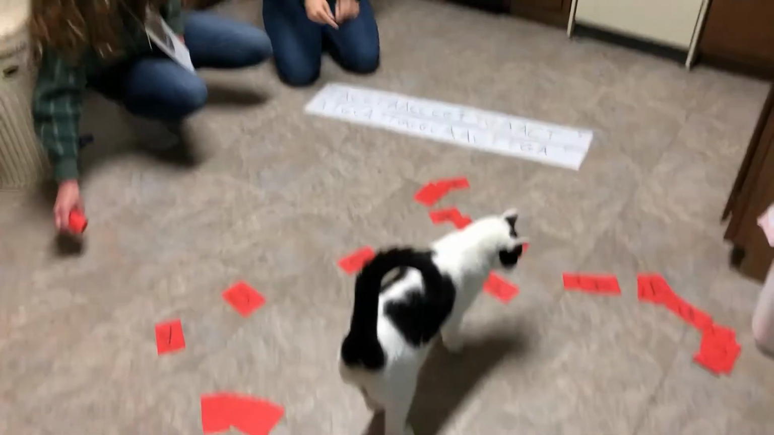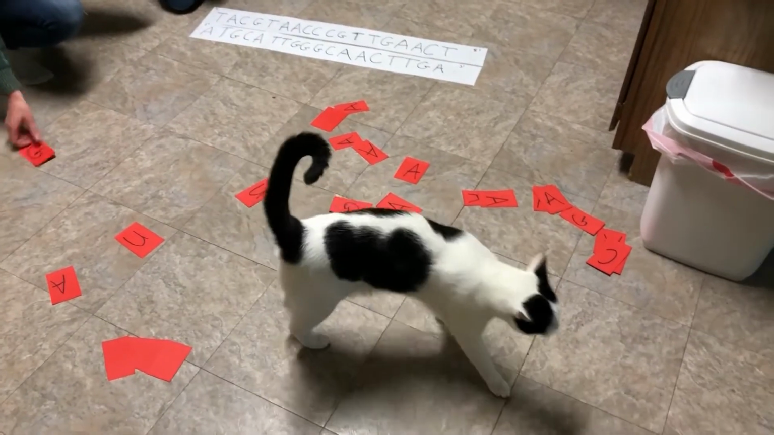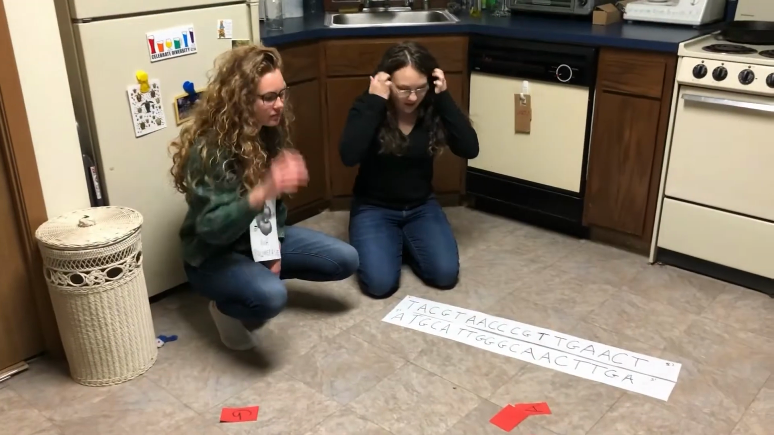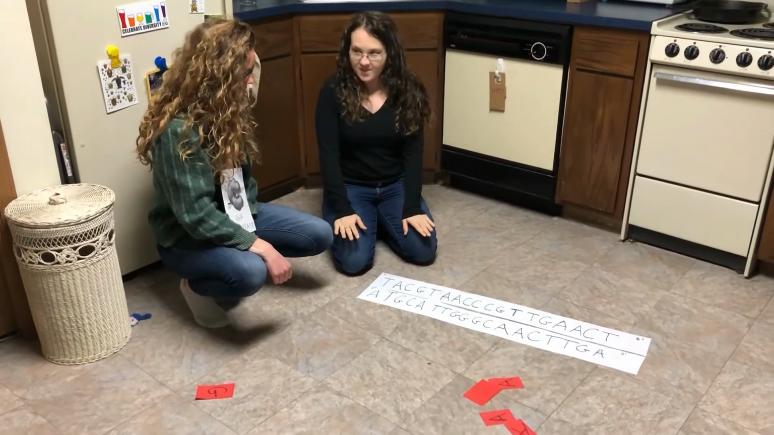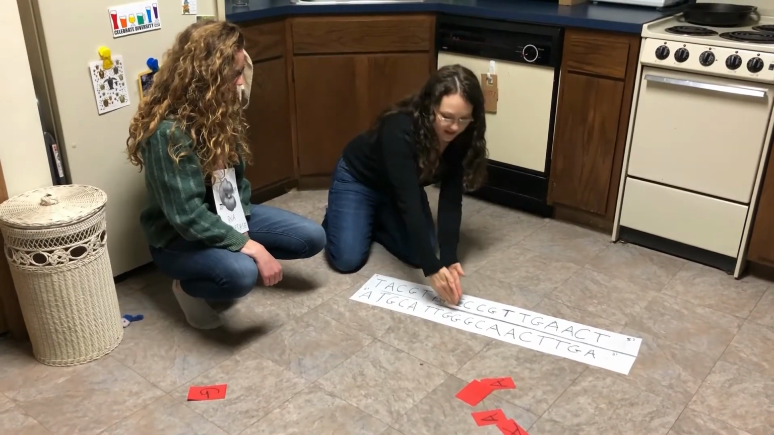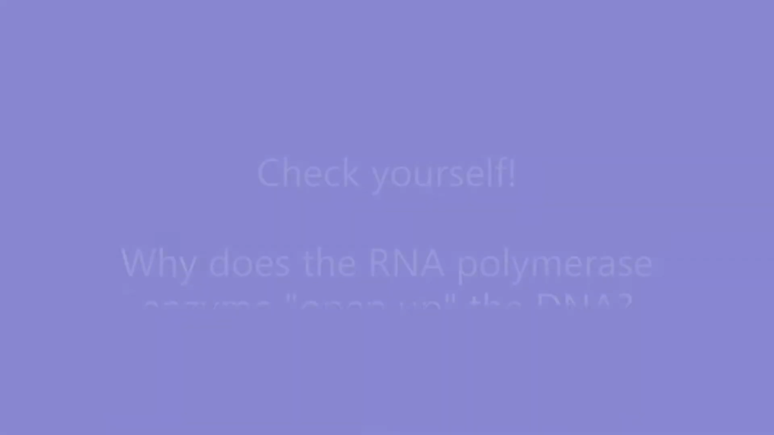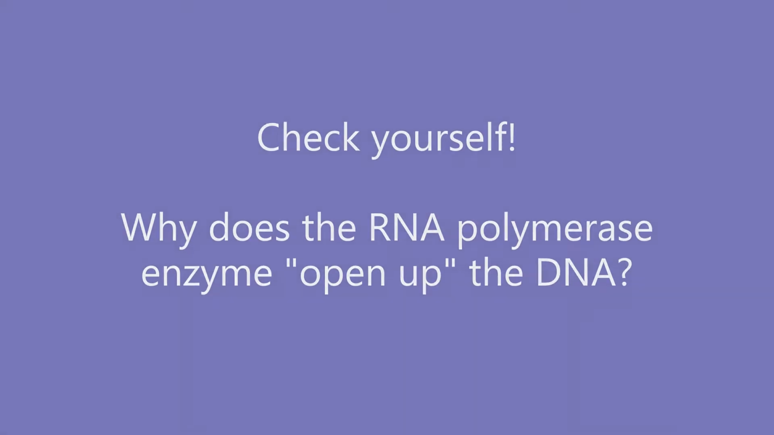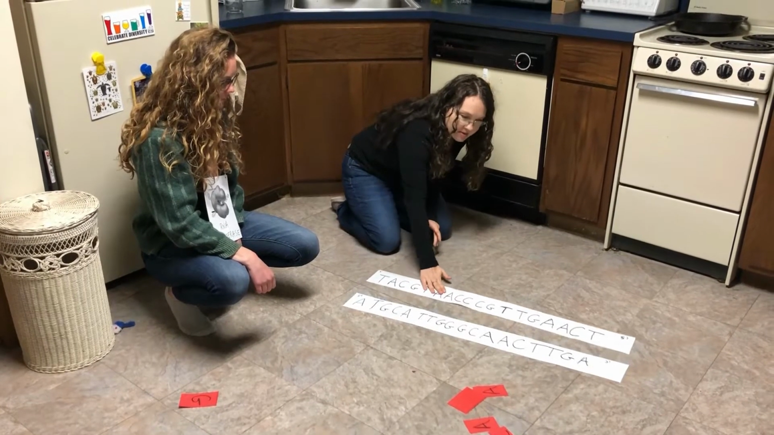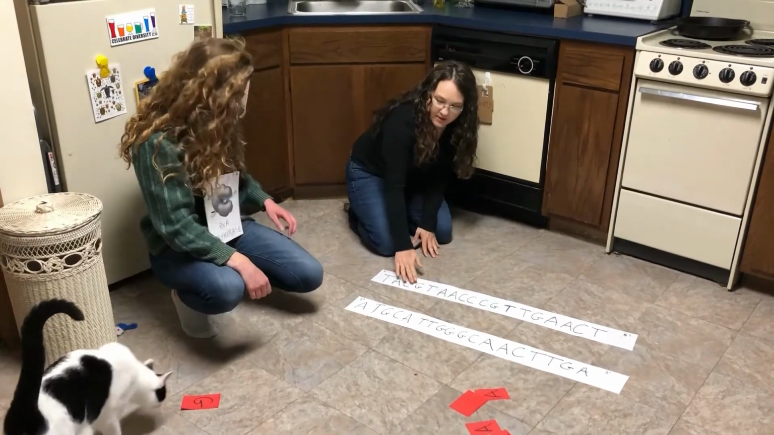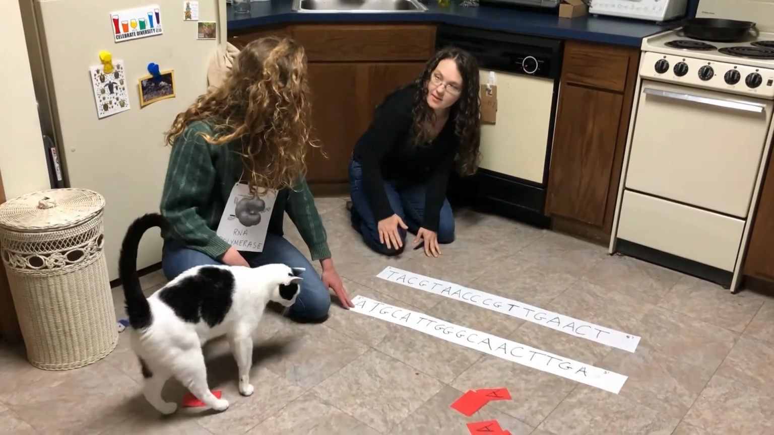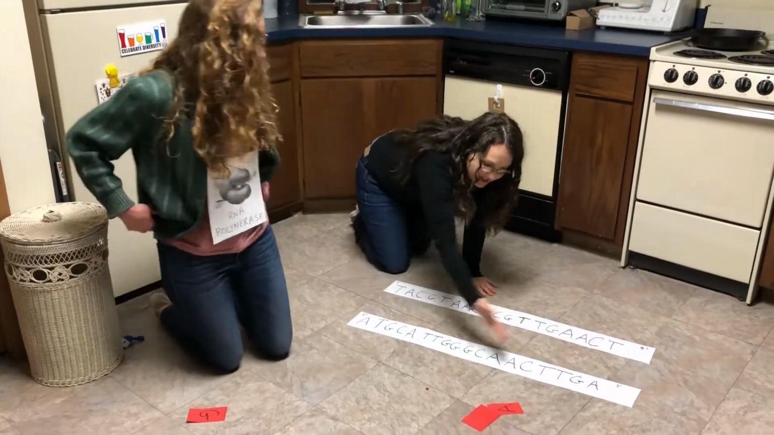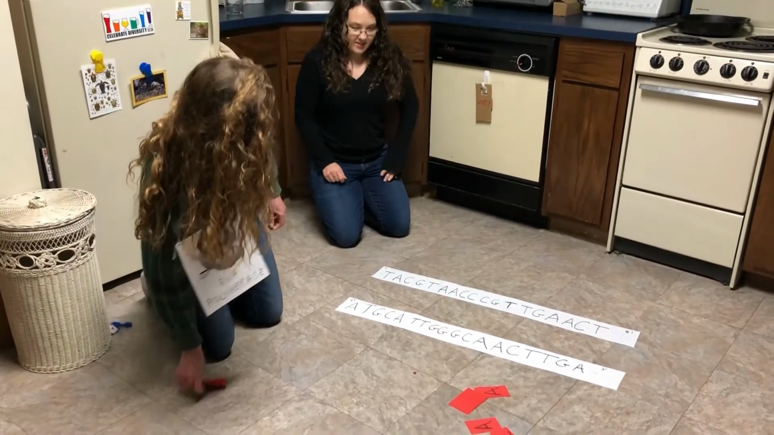This is Loki. He's going to help too by eating things, probably. And your first step is to open up the DNA so that you can access the information on the inside. So I pull this up and you take that one down a little bit. Does the RNA polymerase do this? Yes. Okay, it's open. The DNA has been opened by the RNA polymerase.